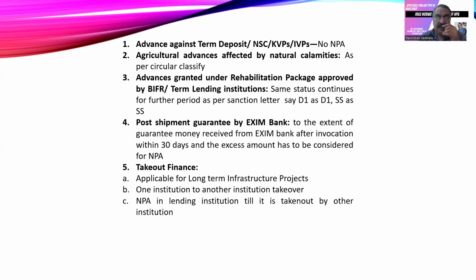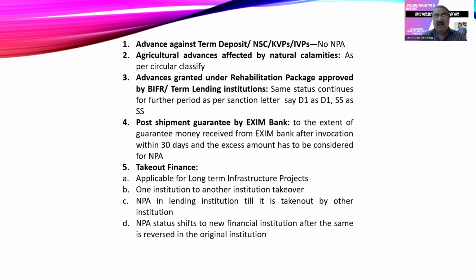advances granted under rehabilitation, same concept: if there is a further sanction of, say, D1, D2, it slips to the next status. And for post-shipment guarantee given by Exim Bank, within 30 days the money has to come. Otherwise, if the money has not come, then that account has to be treated as NPA. And with reference to takeout finance, it is applicable for long-term projects. One institution takes over from another, it goes to the next institution. The same concept of NPA is applicable.